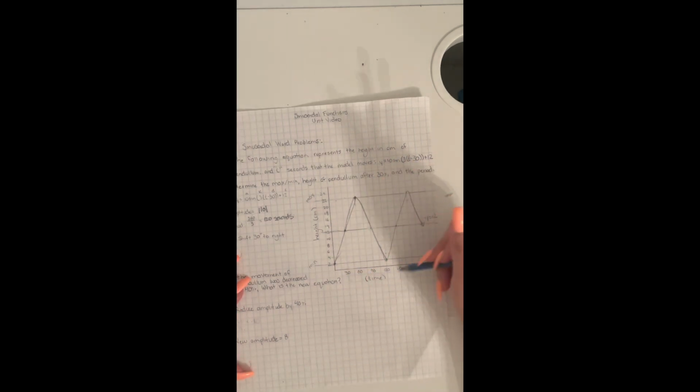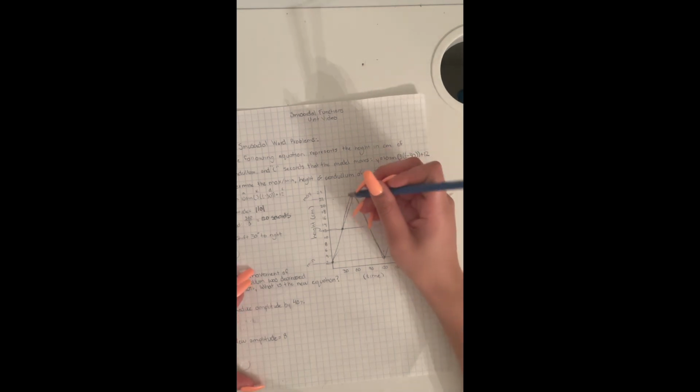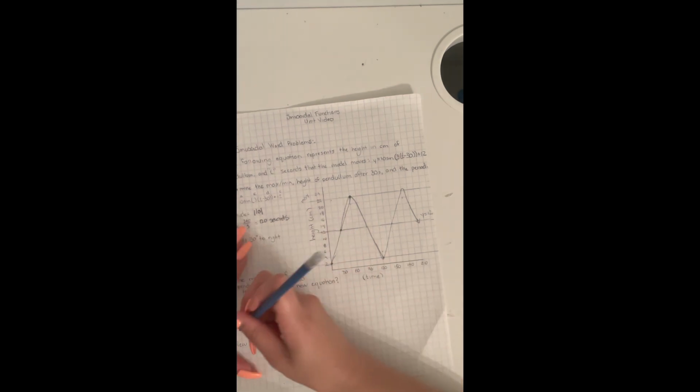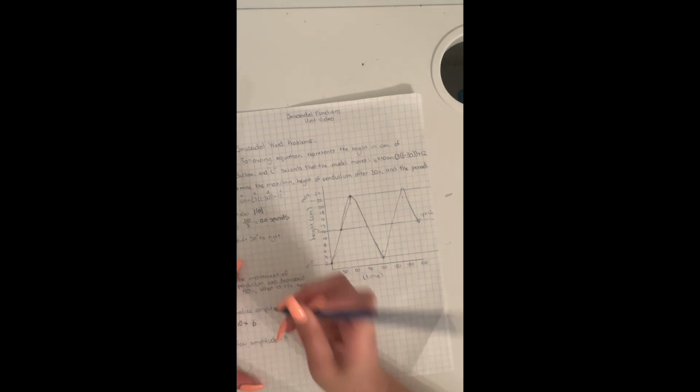Next, this question is asking: if the movement of the pendulum was decreased by 40%, what is the new equation? If I'm looking at the movement of the pendulum going like this, if I decrease it by 40%, that's going to be a vertical compression. It's going to go down. So basically, I'm just going to reduce the amplitude by 40%. The amplitude is 10, so I'm going to do 10 times 0.6, because 60% is what's left after 40%. That's going to give me 6. So my new amplitude here is going to be 6.